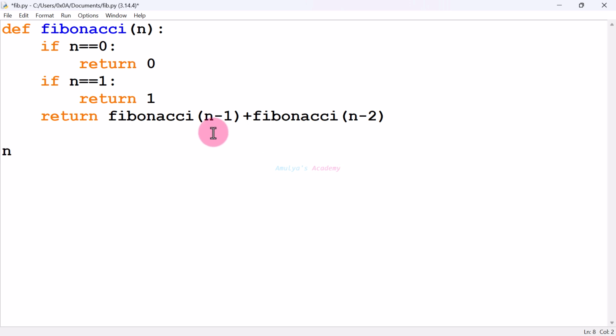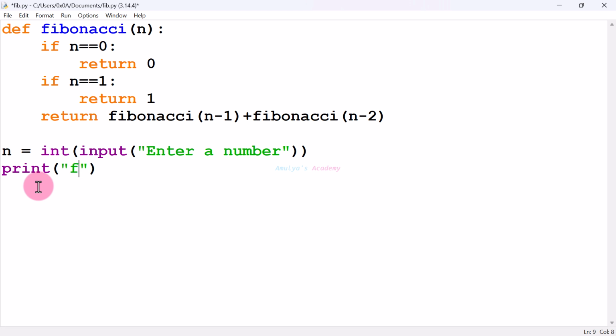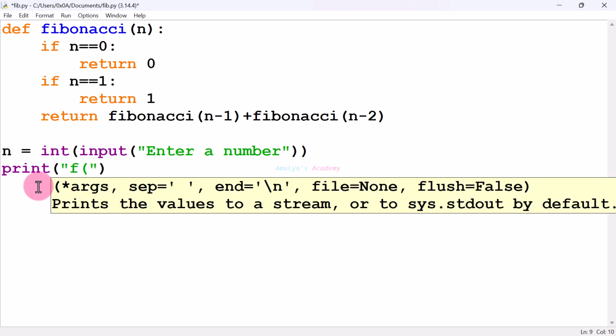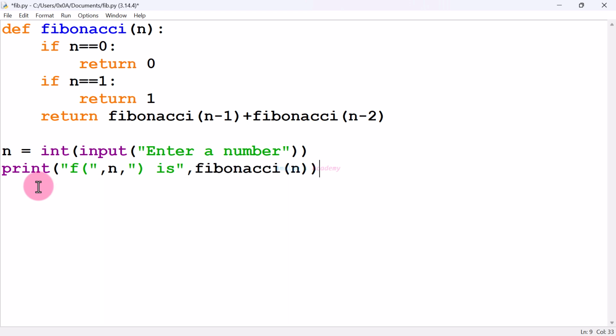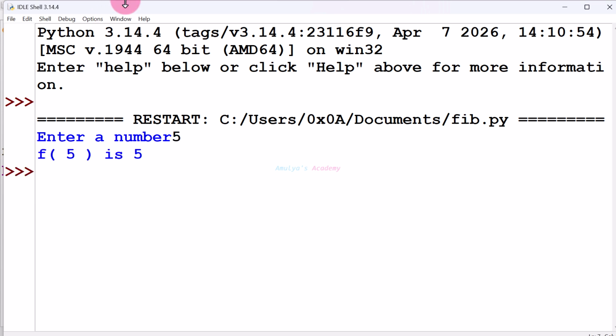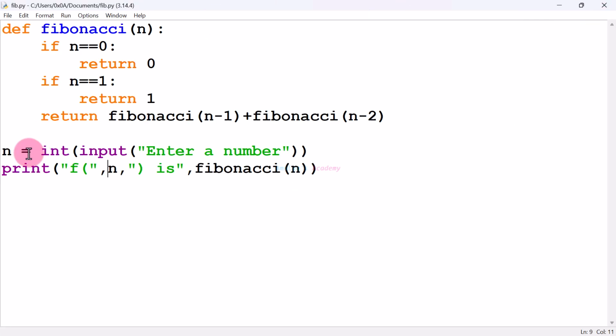Let's take the input for n, an integer input. It is the index actually. Okay, we are done. Let's save this and execute this. For 5, the output is 5. For 6, it is 8.